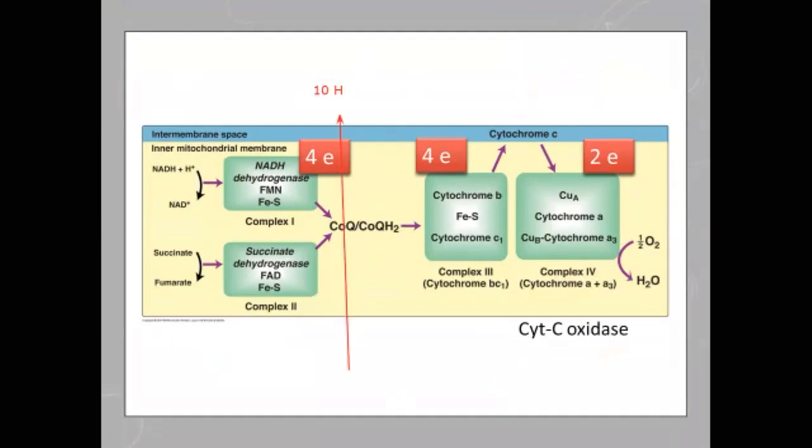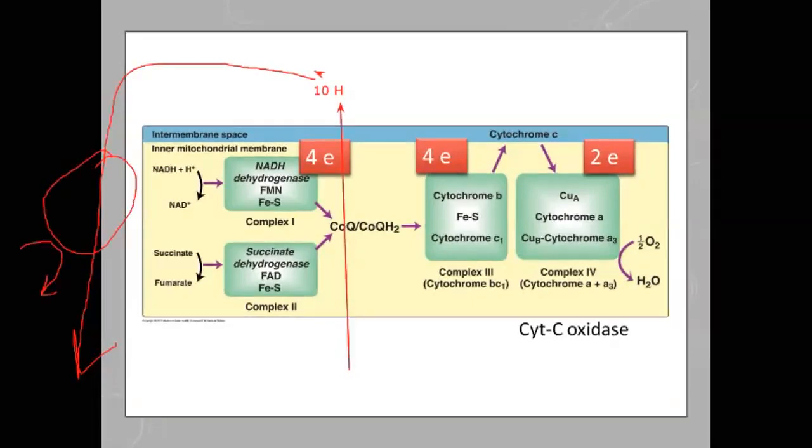And these 10 protons came from, as you can see here, complex number 1, complex number 3, and complex number 4. So these 10 protons, in the future, let's put them here figuratively until we get to this topic. Okay, let's put it in a drawing. They will go back to the matrix of the mitochondria, but this process will cause a production of 3 or 2.5 ATP. Why do we say 3 or 2.5?